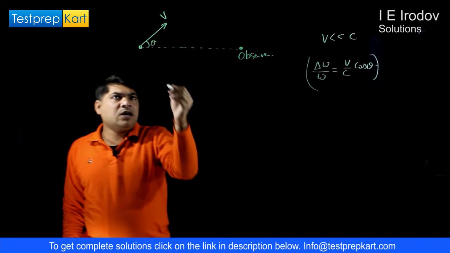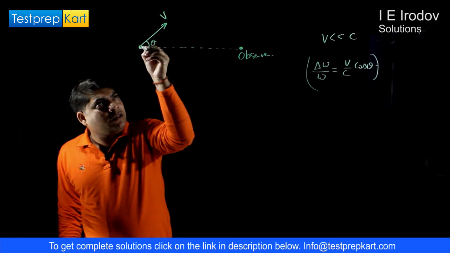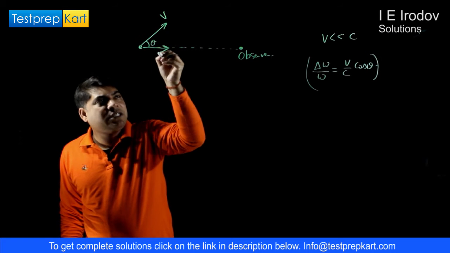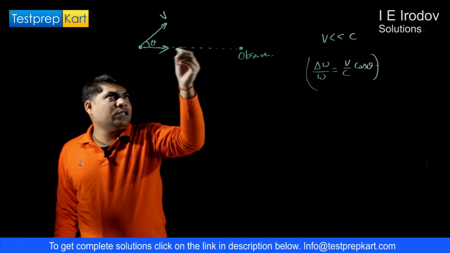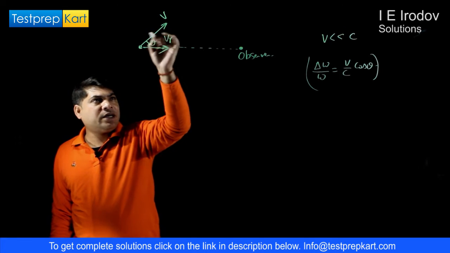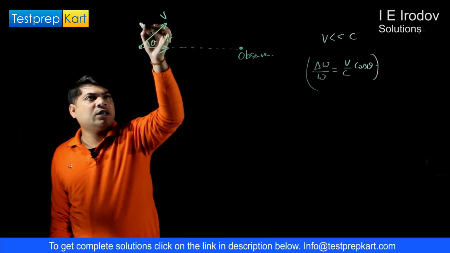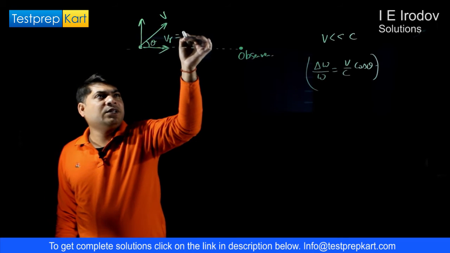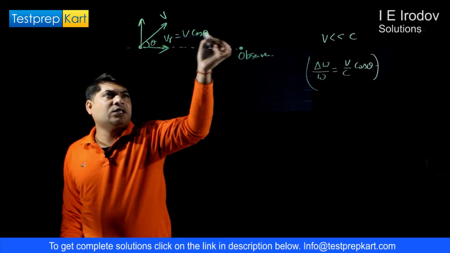Now, the velocity vector that will affect the received frequency would be along this line. Suppose this component is Vr. From vector resolution we know that there will be two components of this velocity, and this Vr component is equal to v cos θ.